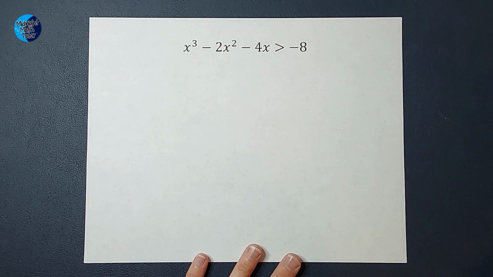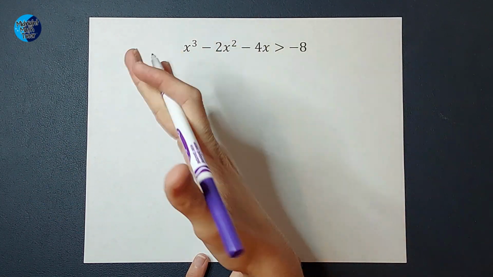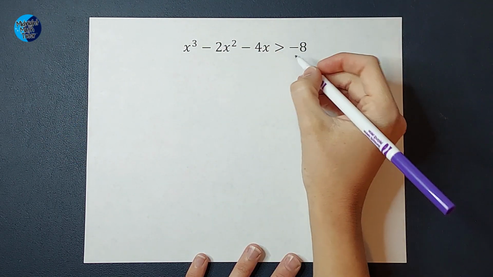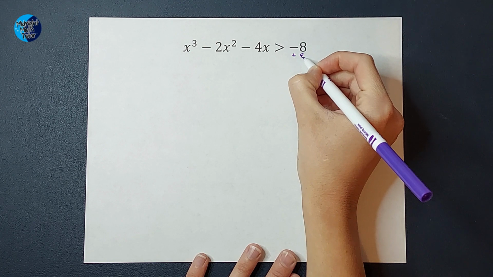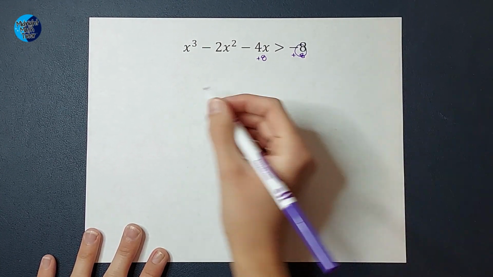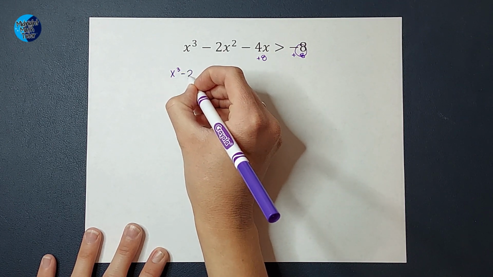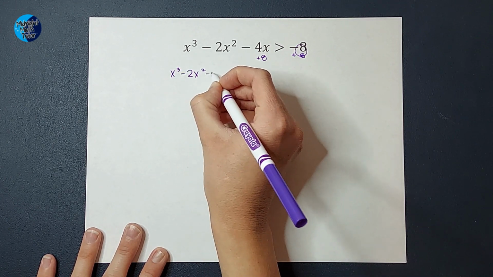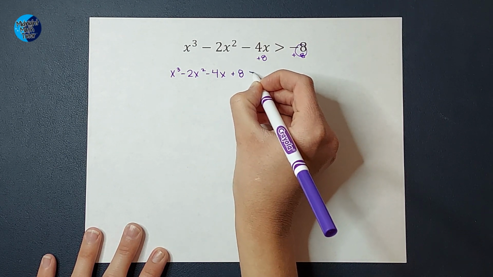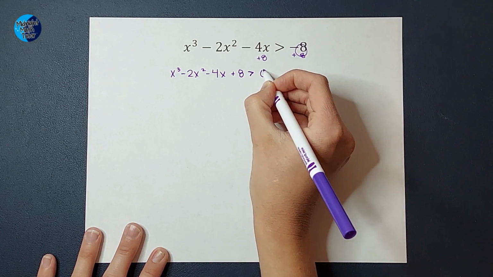Okay, so my first thing I'm gonna do is I wanna get everything on one side, so I have all my numbers and variables on one side and 0 on the other side, okay? So to do that, I'm just going to add 8 to both sides, okay? So when I do that, I end up with x cubed minus 2x squared minus 4x plus 8 is greater than what's left over here, which is 0. Sweet, this is what we wanted, okay?